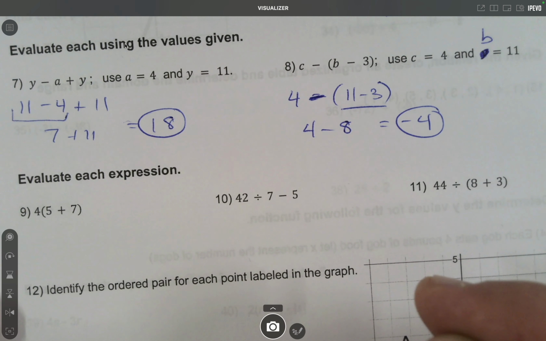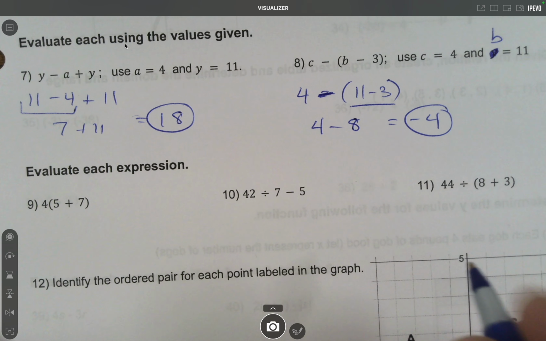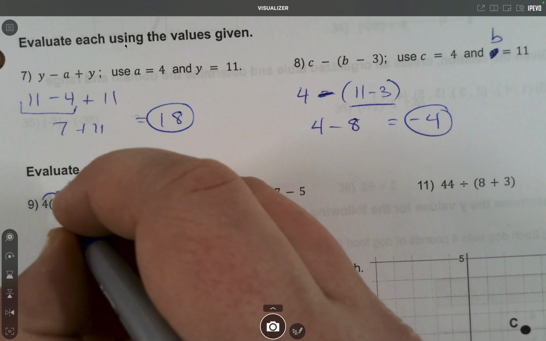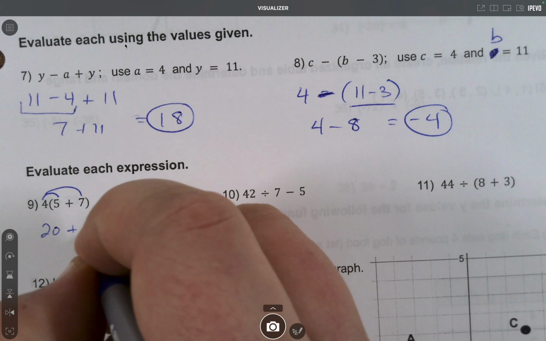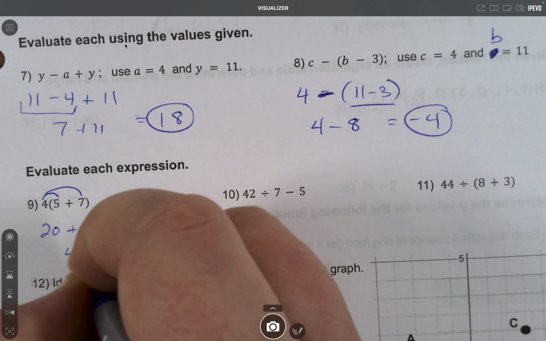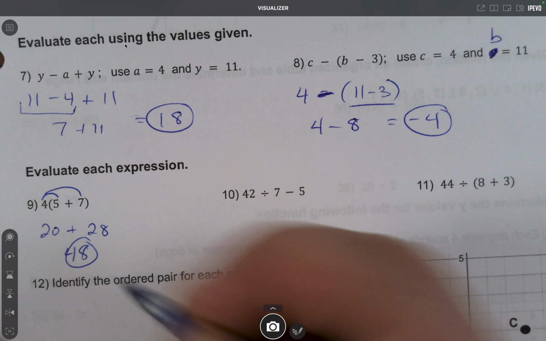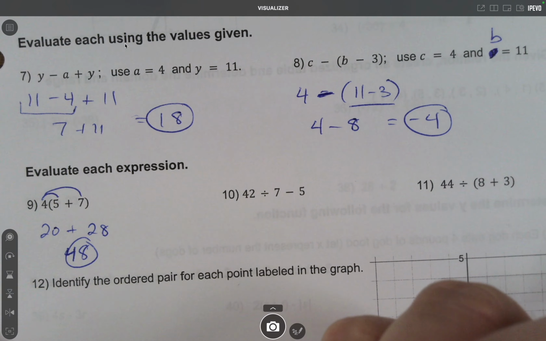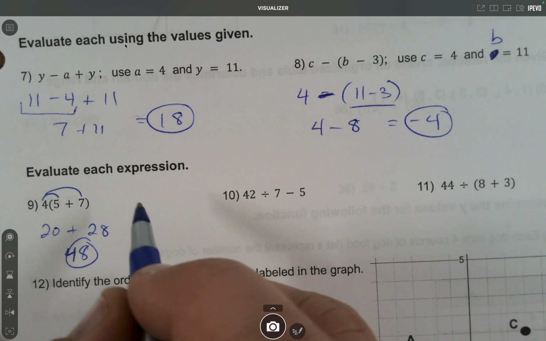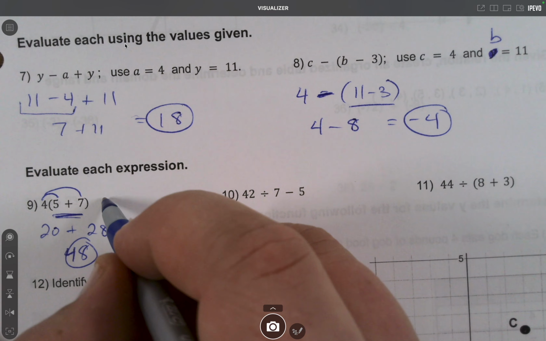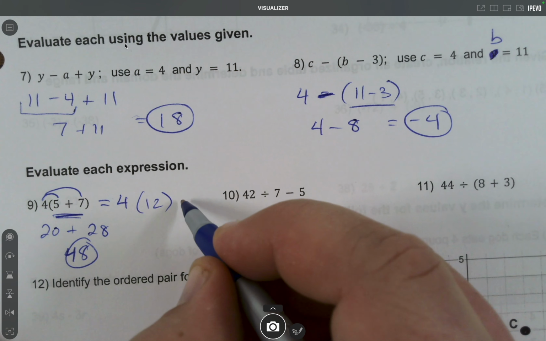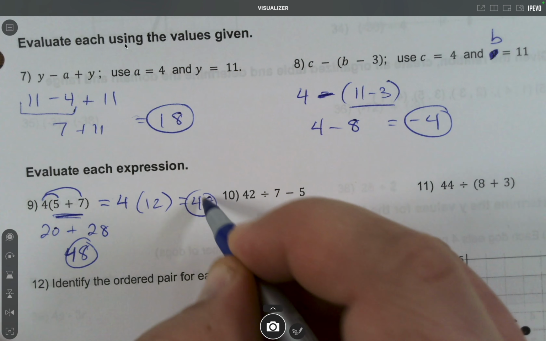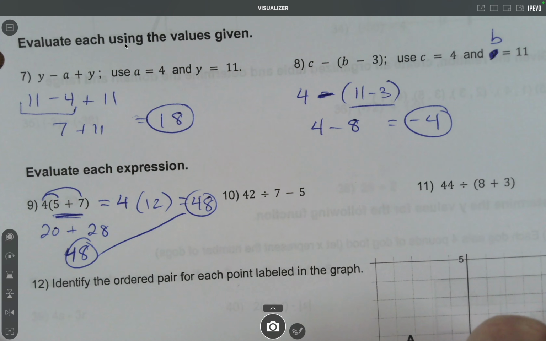Okay, 9 through 11 are talking about the distributive property. Well, actually not entirely, just 9. My mistake. So we do 4 times 5, which is 20, plus 4 times 7, which is 28, and you get 48. Now, another way you could do this just as correctly, you could just follow the order of operations. You know this is in parentheses, so it has to happen first. 5 plus 7 is 12. 4 times 12 is 48. So you can see we get the same answer either way.